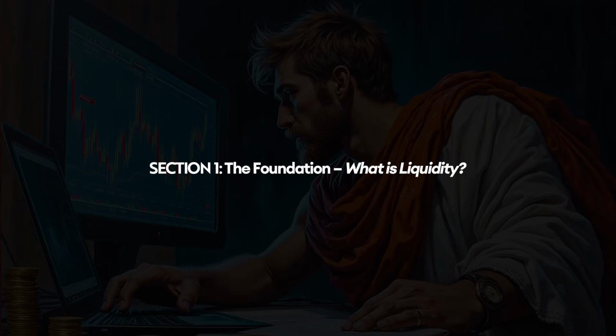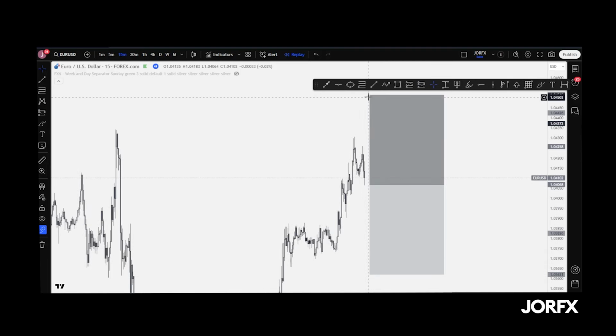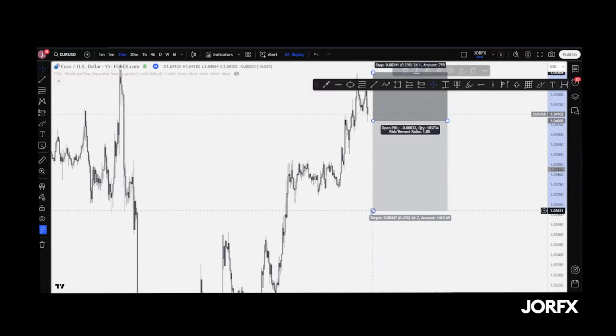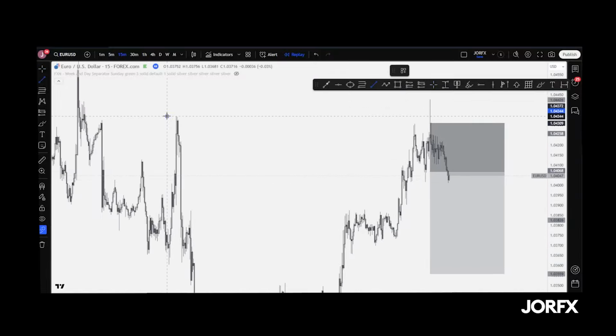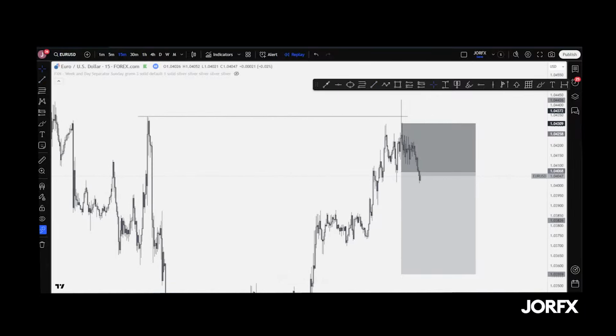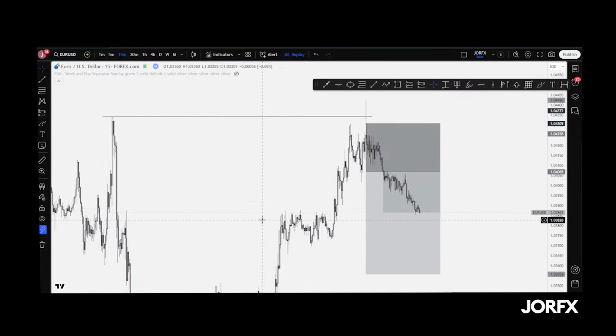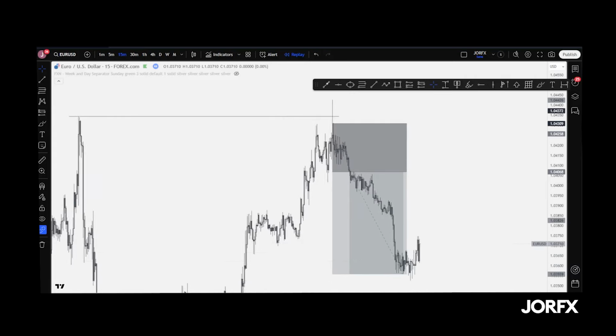So, section 1, the foundation, what is liquidity? Now picture this, you're trading Euro USD and you've just gone short. You place your stop loss above the swing high, like we all have been taught to, thinking this is the safe spot. But then the market spikes up, takes out your stop loss and reverses. Does it sound familiar? That, ladies and gentlemen, is liquidity in action.